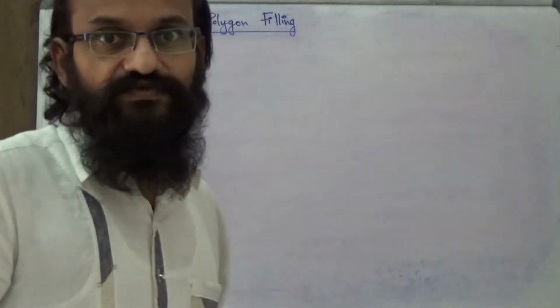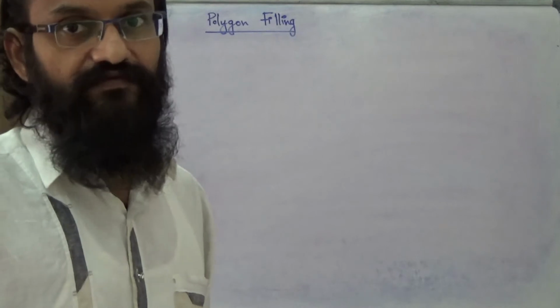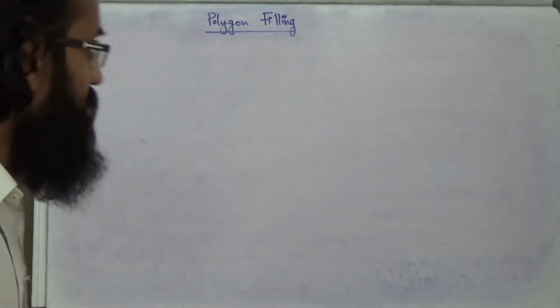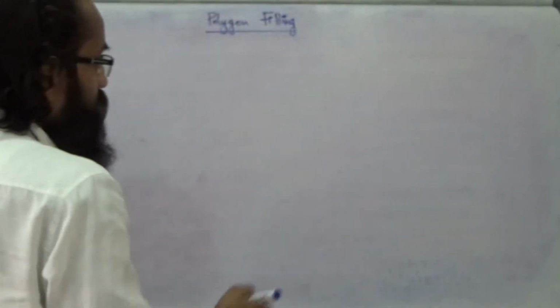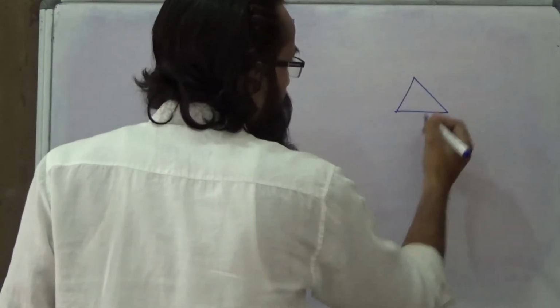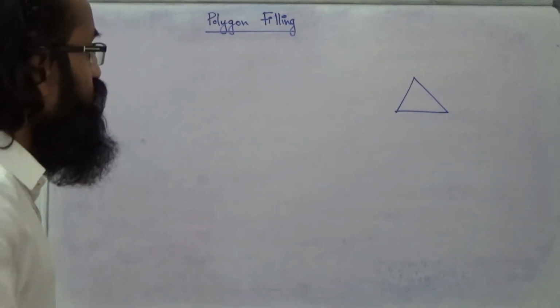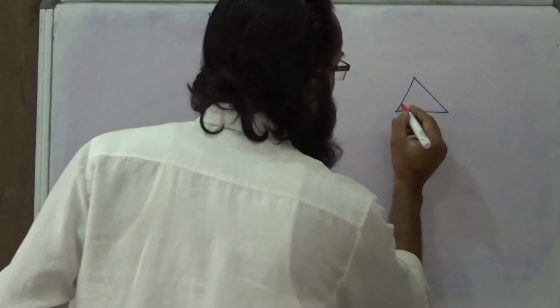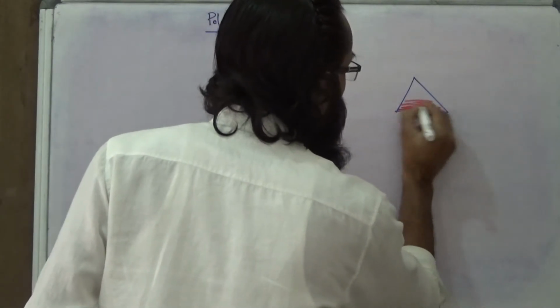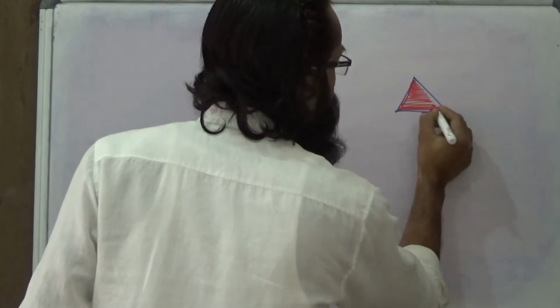This lecture deals with two simple polygon filling algorithms, that is flood fill and boundary fill algorithm. So before that, what do you mean by polygon filling? You might be given a polygon and the aim is to fill this polygon with some desired color. So you are expected to fill the polygon with desired color.